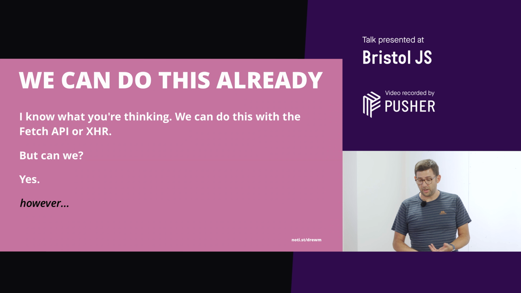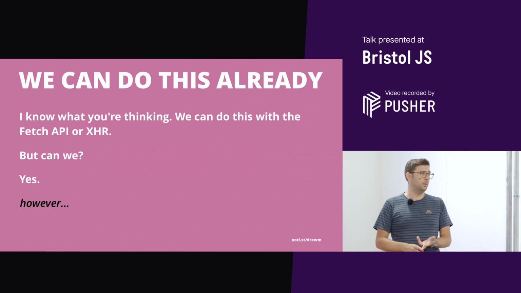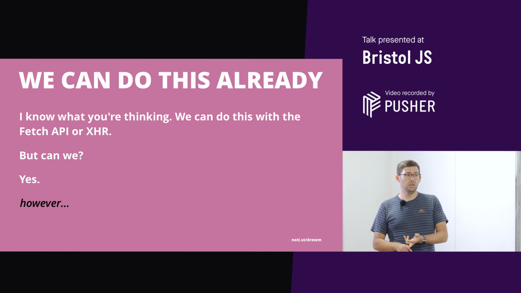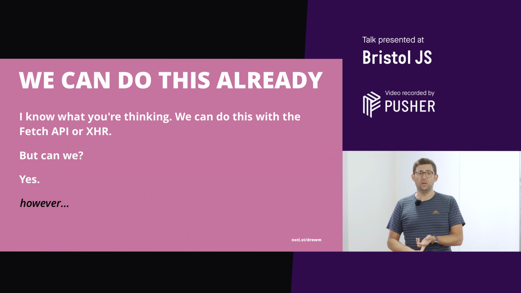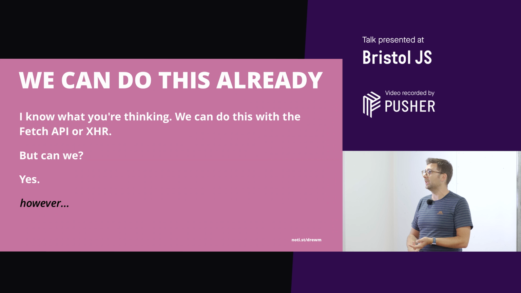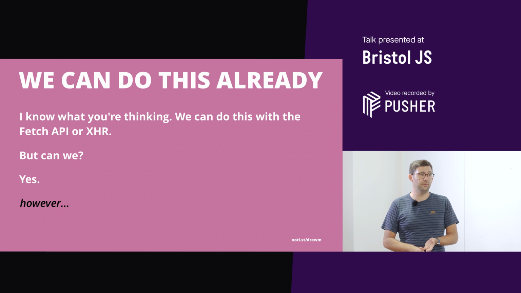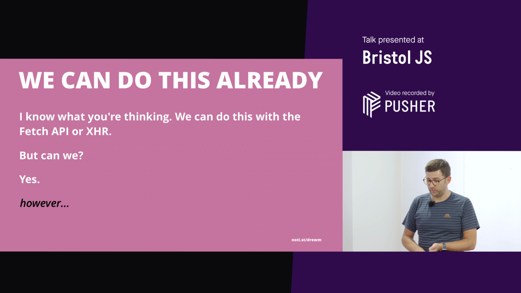We can do it with the Fetch API. Anyone use the Fetch API at all? Probably have, even if you don't realize it, your framework's probably using it. The Fetch API is basically a nice modern standardized version of XMLHttpRequest, aka AJAX, which we've had for 12 years, something like that. So we can do this. We can send stuff from the browser to the server, no problem. So why on earth would we need the Beacon API? What's all that about?